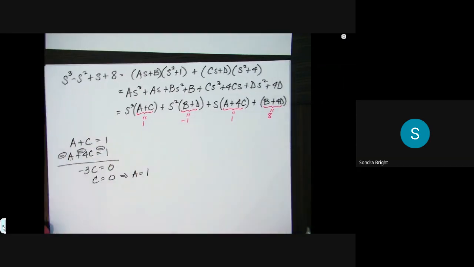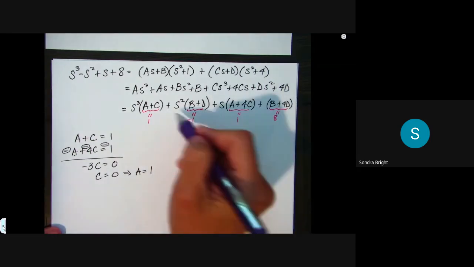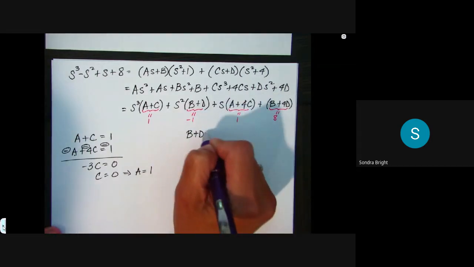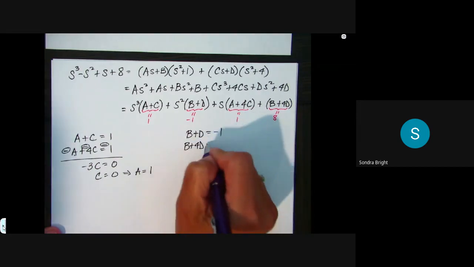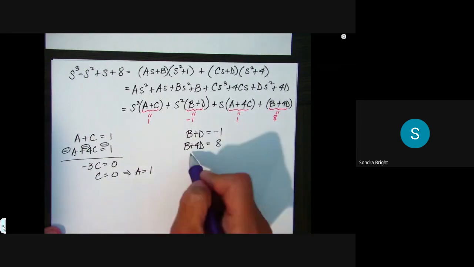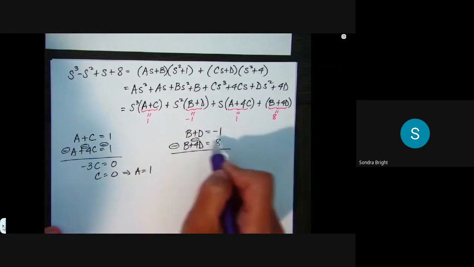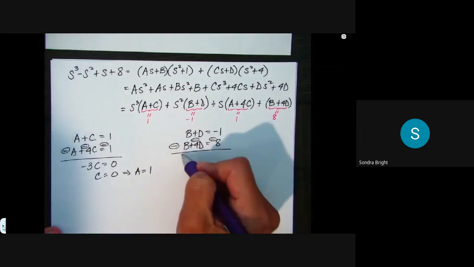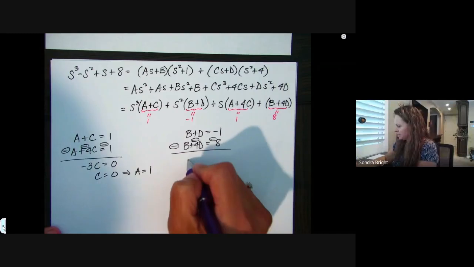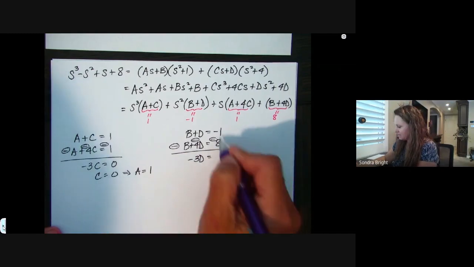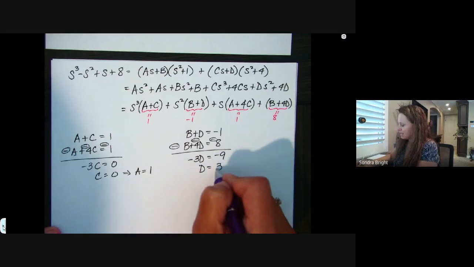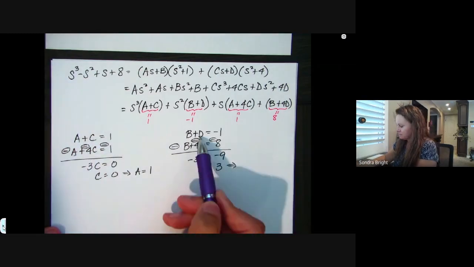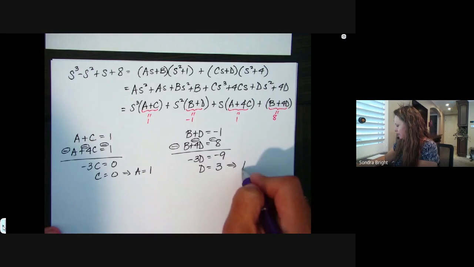We'll do the same thing with these two. So b plus d must equal -1, and b plus 4d must equal 8. If I subtract, now the b's go away. d minus 4d is -3d. -1 minus 8 is -9. So d must equal 3. And if d is 3, then b must equal -4.